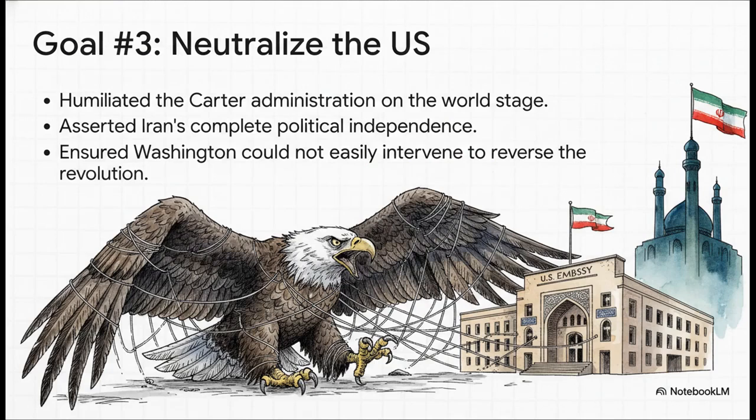And finally, goal number 3, take America off the board. By holding hostages for 444 days, Iran didn't just challenge a superpower, it humiliated it on the world stage. This was an absolute PR nightmare for the Carter administration. It made it almost impossible for the U.S. to intervene directly, which is exactly what Khomeini wanted. It was his way of ensuring there would be no repeat of the 1953 coup. It was a declaration of total independence.